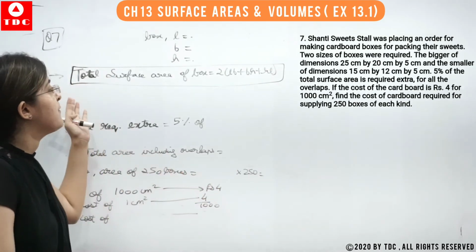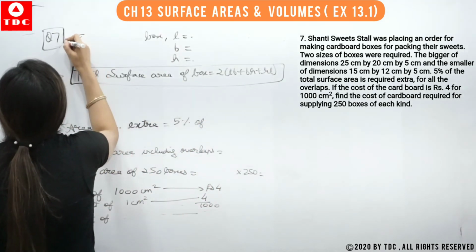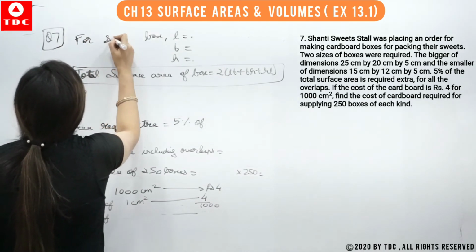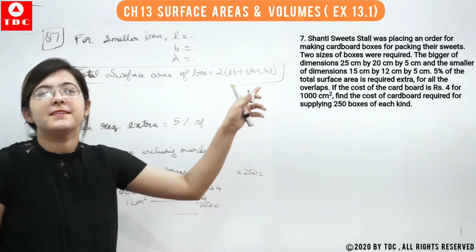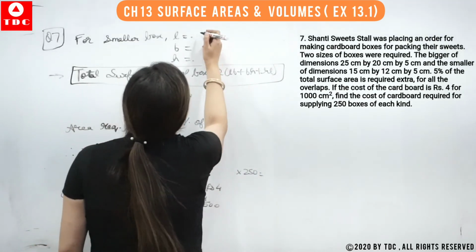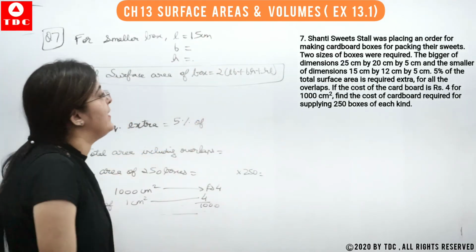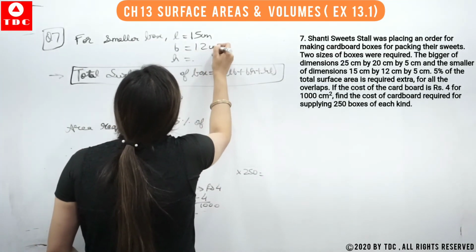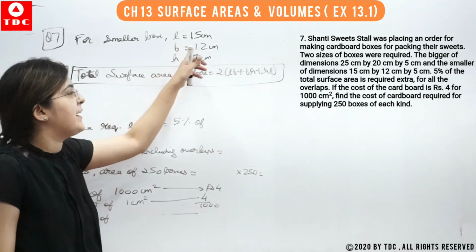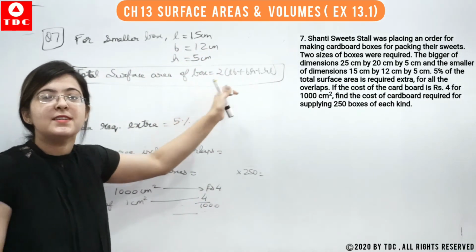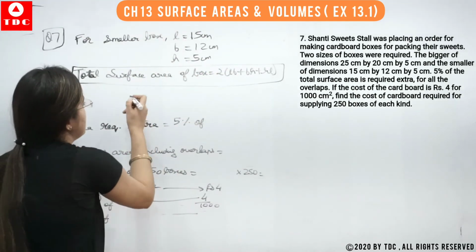Now students, same we will do it for the smaller box. Okay, for the smaller box, what are the dimensions given? See, for the smaller box, the length is given as 15 centimeter. The breadth is given as 12 centimeter. And the height is given as 5 centimeter. Okay, so then we will find out the total surface area first. Same that we did for the bigger box, we have to do for the smaller box.